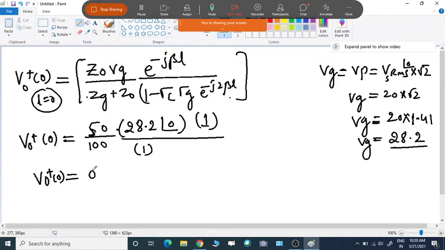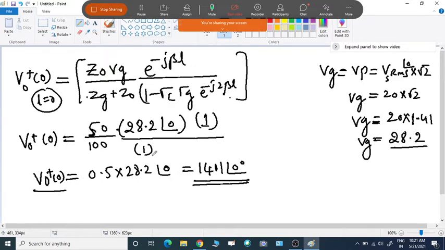So 0.5 into 28.2 at an angle 0, which is equal to 14.1 at an angle 0. So are we getting this V plus of 0? Same thing. Hello, everybody got it?